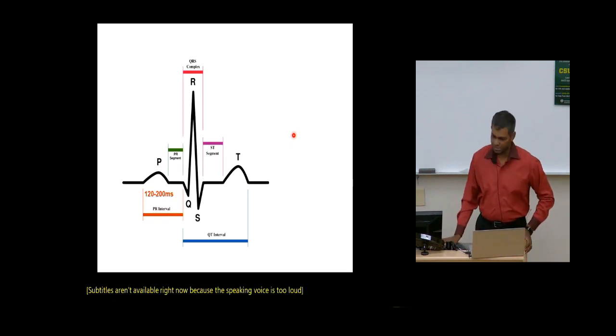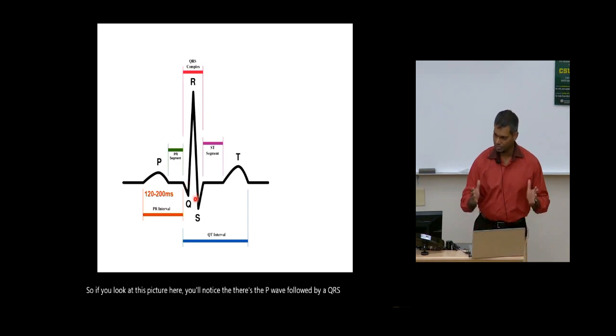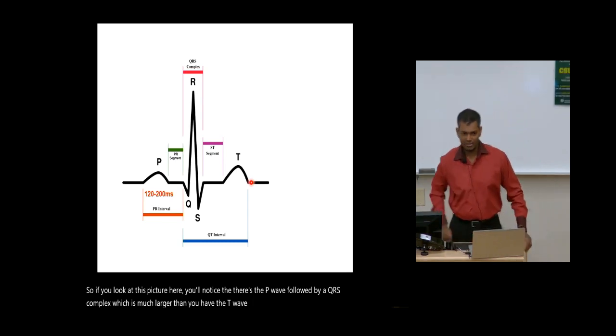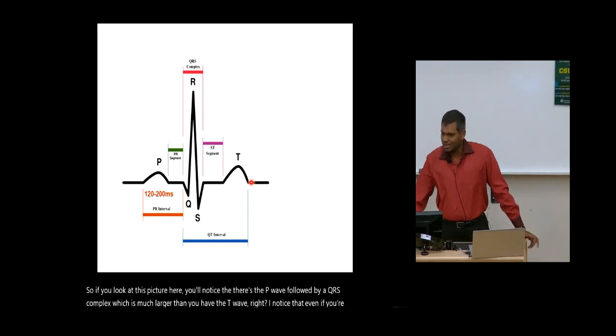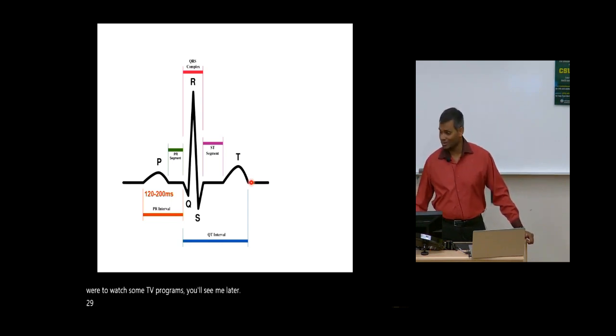So if you look at this picture here, you'll notice there's a P wave followed by a QRS complex, which is much larger, and then you have the T wave. Right? I noticed that even if you were to watch some TV programs, you'll see the electrocardiogram readings going on. And if you didn't know how to interpret it, you can probably tell your family and friends that now you know what it is referring to.